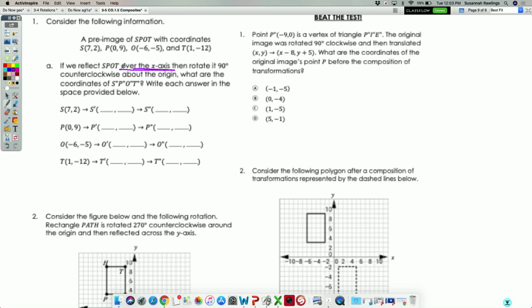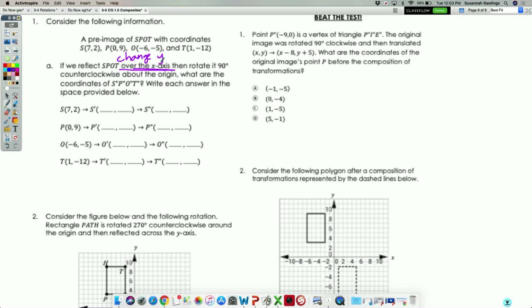What do I know? What do I do when I reflect over the x-axis? Change the y. I'm just going to write that down for myself. Change the y. Okay, just help yourself out as you're working through this problem. Okay, that one's going to be easy.